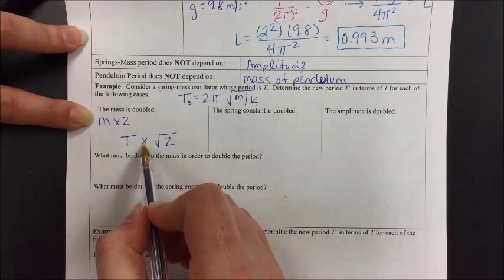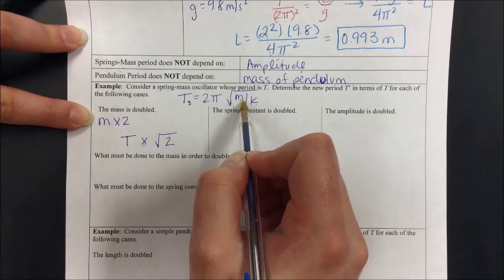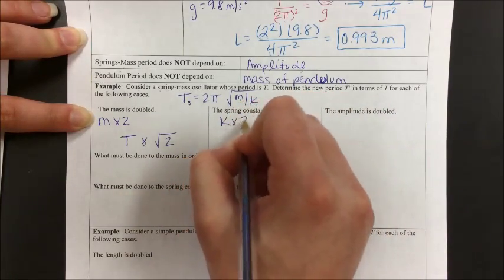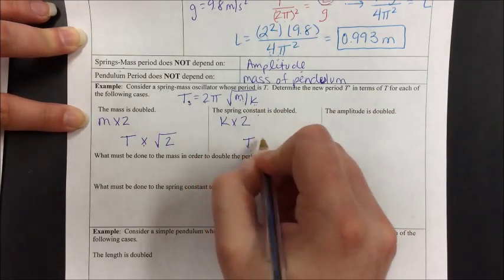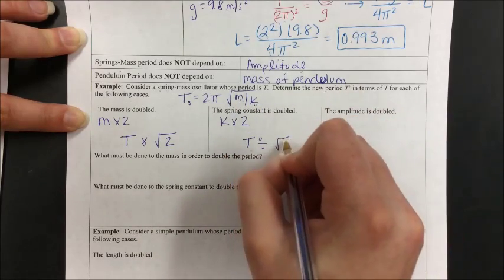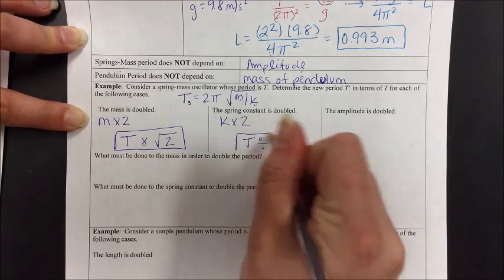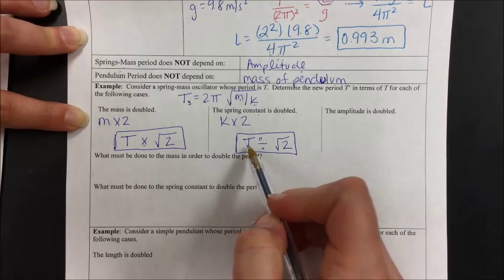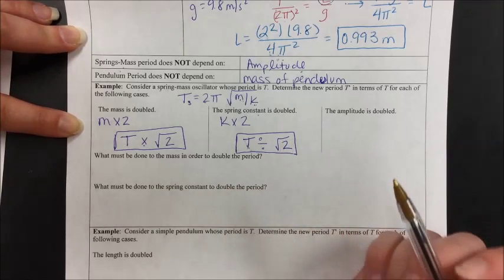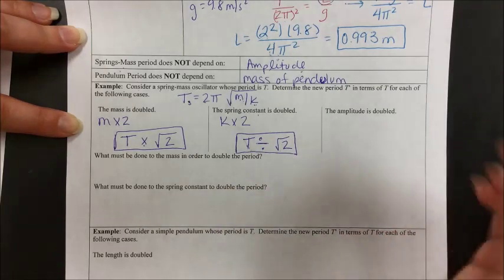So same sign because they're both on top, but under the square root because the mass is under the square root. If we doubled our spring constant, that's on the bottom, so we have the opposite sign, so we're going to divide, and then it's 2 and the square root of that. And again, you can always plug in fake numbers, but remember that we want to leave it in terms of T. So because of the square root, it's a whole lot easier to just leave it in terms of that square root and look at your formula and do it that way.